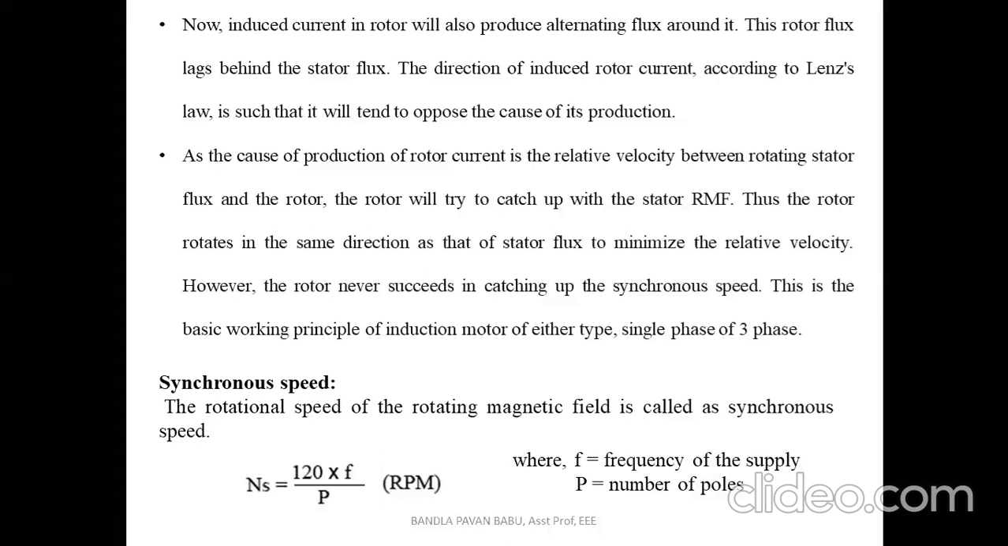Remember that the cause of production of rotor current is the relative velocity between the stator rotating flux and the rotor, so the rotor will try to catch up with the stator flux. So what does it mean? The rotor tries to reach the stator magnetic field continuously. It is called a hunting process. Thus the rotor rotates in the same direction as that of stator flux to minimize the relative velocity.